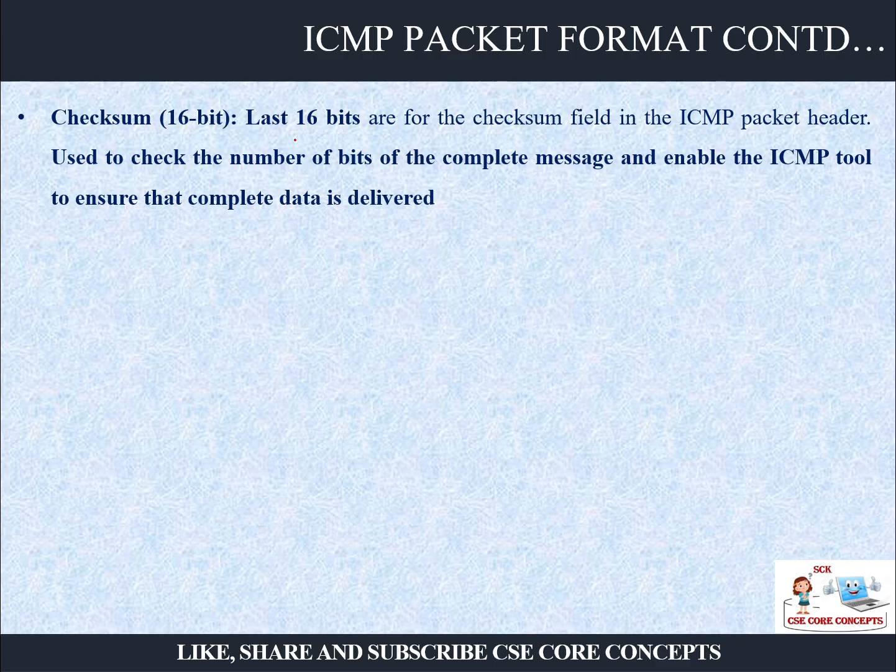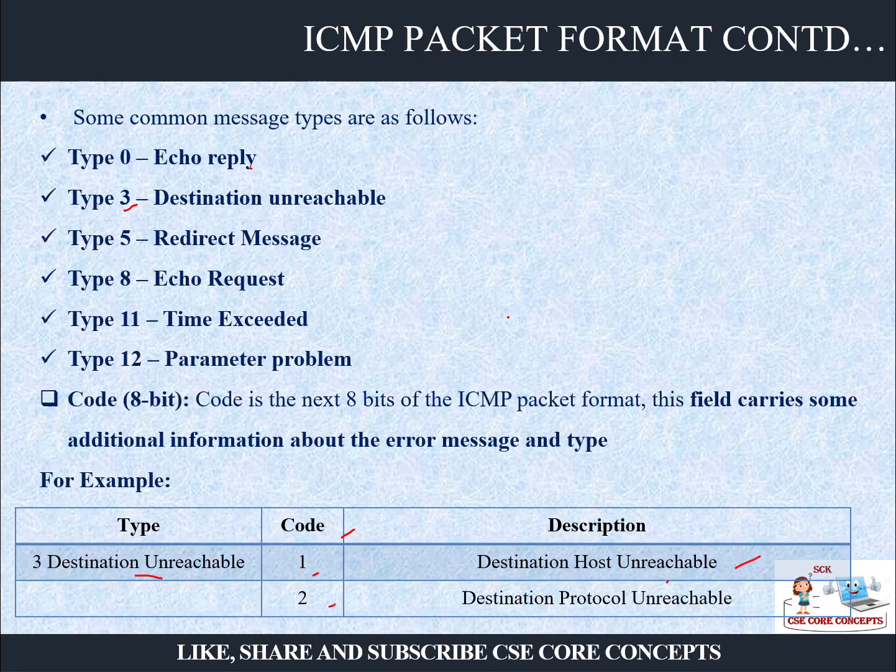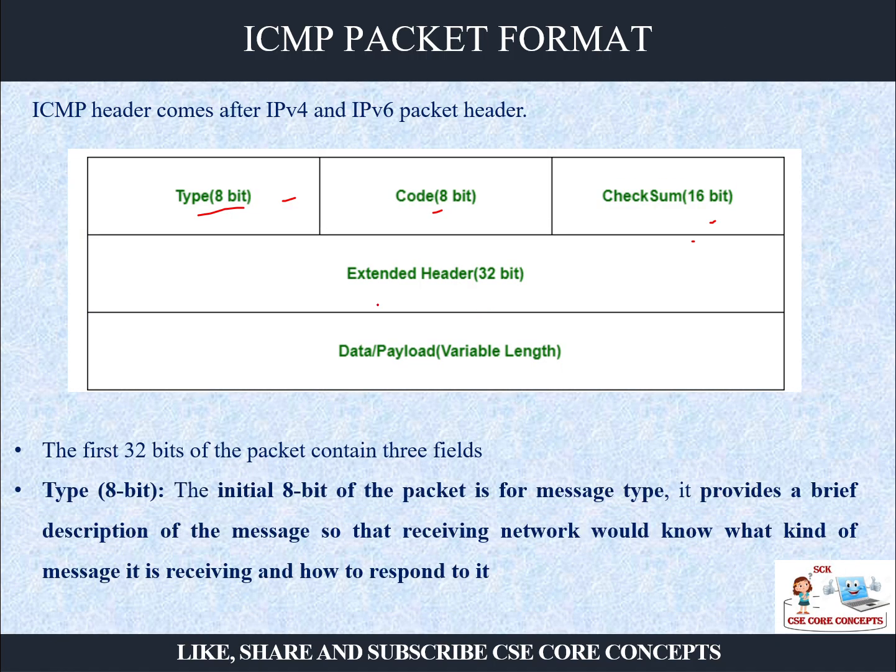And the third field is the checksum field, which is 16 bits. So what is the checksum used for? Controlling errors. It checks the number of bits in the control message to ensure that the complete data is being delivered. Now you can see here, after these 3 fields, you have 2 more fields.